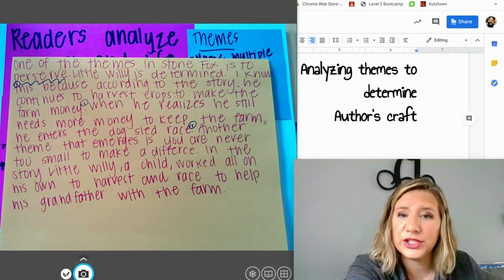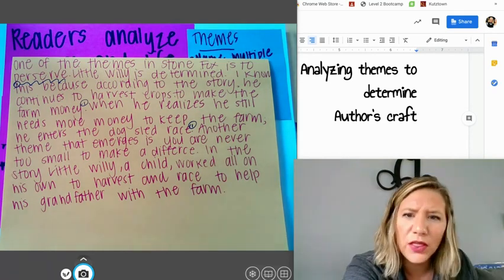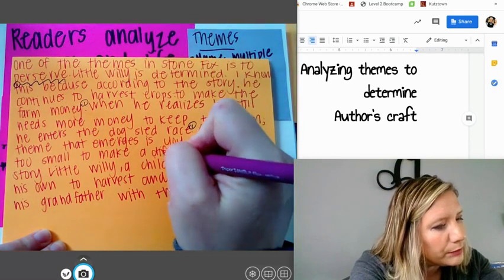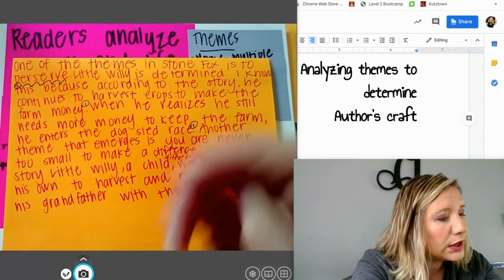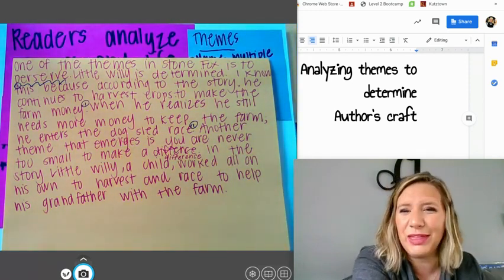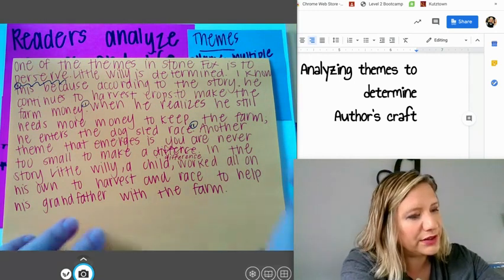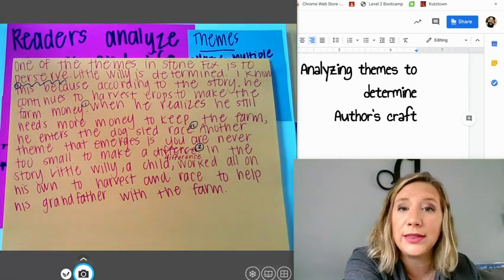Another theme that emerges is you're never too small to make a difference. Mrs. Bilger realizes she totally spelled that word wrong, so let me edit that really quickly. It pays to slow down, but then it pays to edit too. So sorry about that. Okay, so another theme that emerges is that you're never too small to make a difference. I'm going to put a number 2 next to that because that's my second theme.